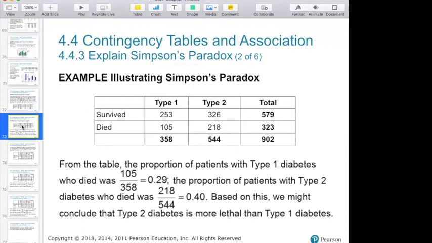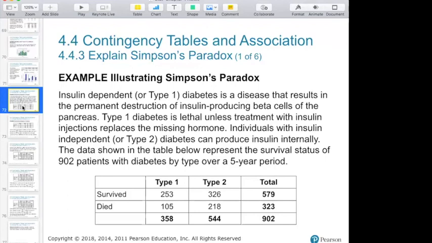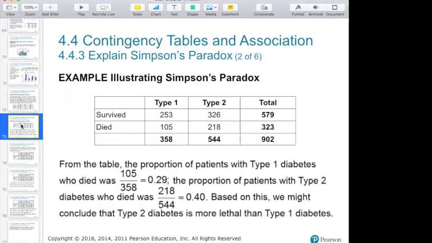So just ways that we can organize this information is really important. So there are going to be questions when we talk about contingency tables. There are going to be questions about calculating percentages. Let's see the question, we just have information here, 902 patients with diabetes over a 5-year period. So here, if we look at this from the table, the proportion of patients with type 1 who died. So with type 1, that means out of those 358 people who have type 1 diabetes, 105 died. So that's 29%, that's 0.29.